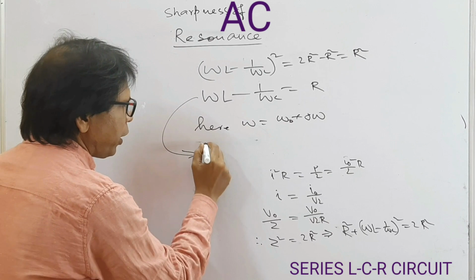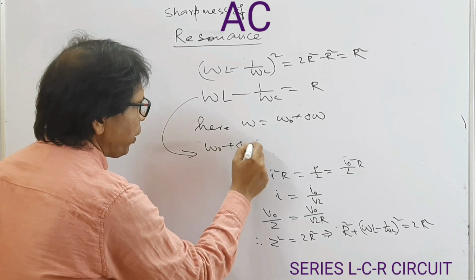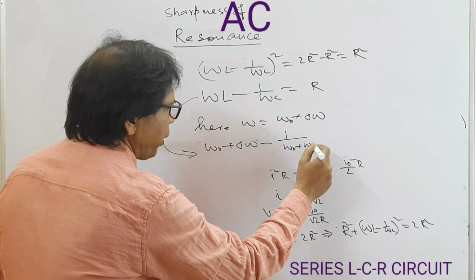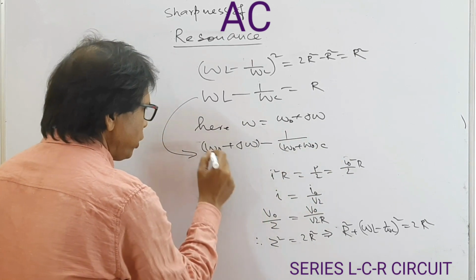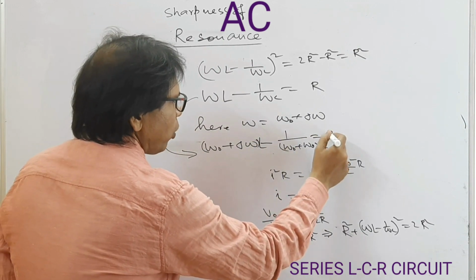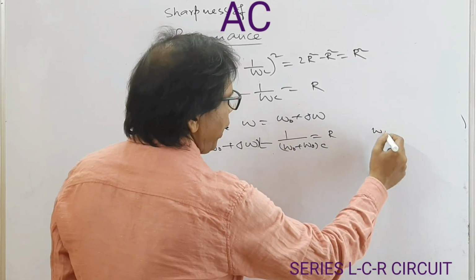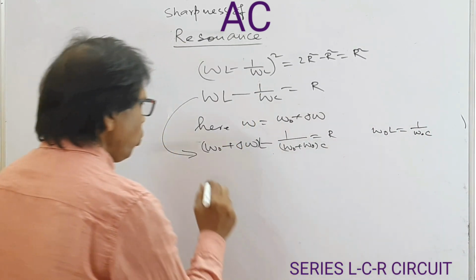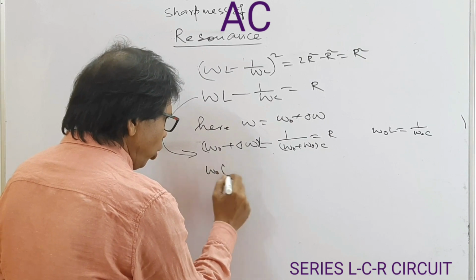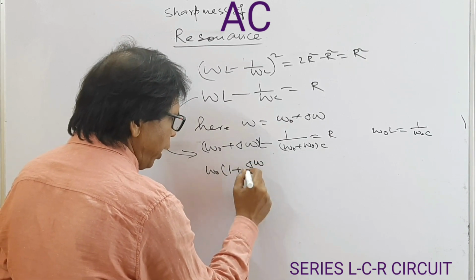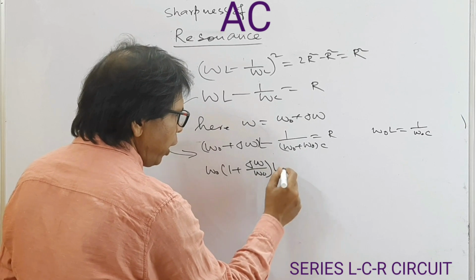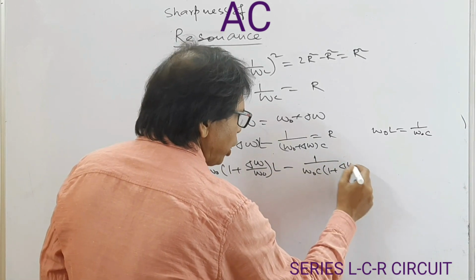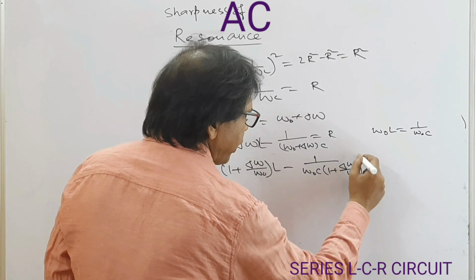Therefore, from this equation, (omega naught plus delta omega) L minus 1 by (omega naught plus delta omega) C equal to R. Now we know omega naught L equals 1 by omega naught C. So this is omega naught (1 plus delta omega by omega naught) L minus 1 by omega naught C (1 plus delta omega by omega naught) equal to R.